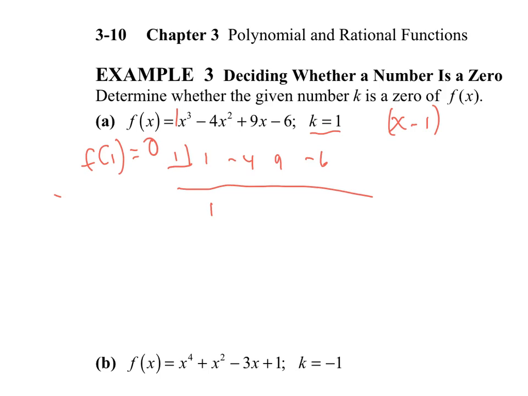1, 1. 1 goes there. Add straight down. Negative 3. 1 times negative 3, negative 3. Add straight down. 6. 1 times 6 is 6. And lo and behold, it is. That means yes, it is a 0.